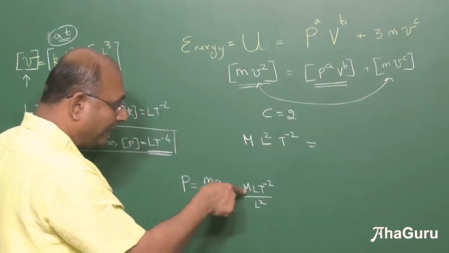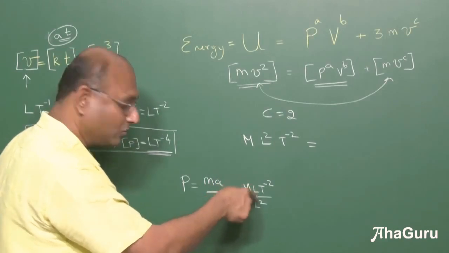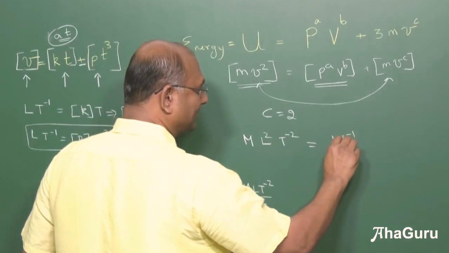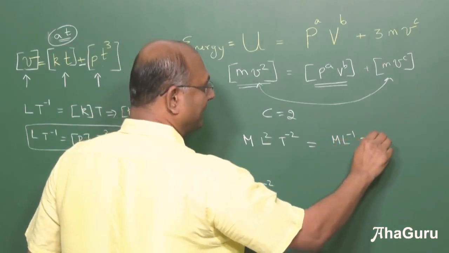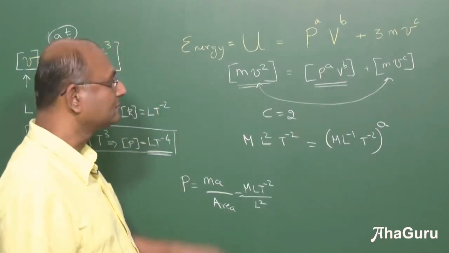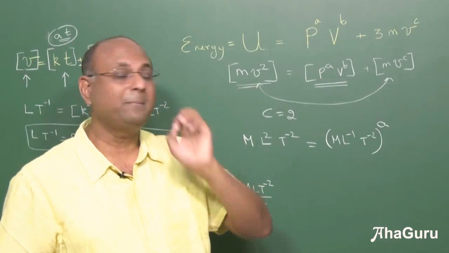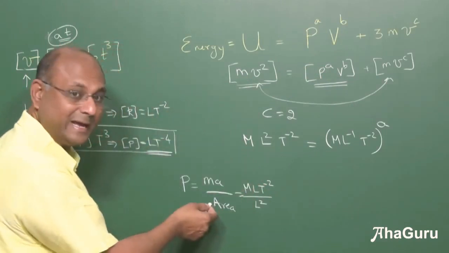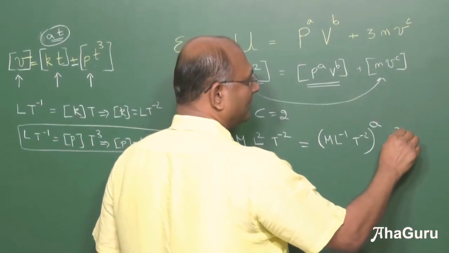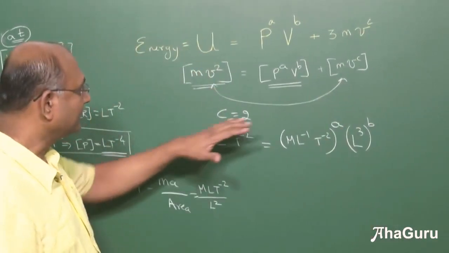So what about pressure? Pressure is M L power minus 1 T power minus 2, since 1 minus 2 is minus 1. So M L power minus 1 T power minus 2, whole power A, because it's P power A into V power B. V is the volume. Volume is L cube, so it is L cube power B. You understand what I have written?